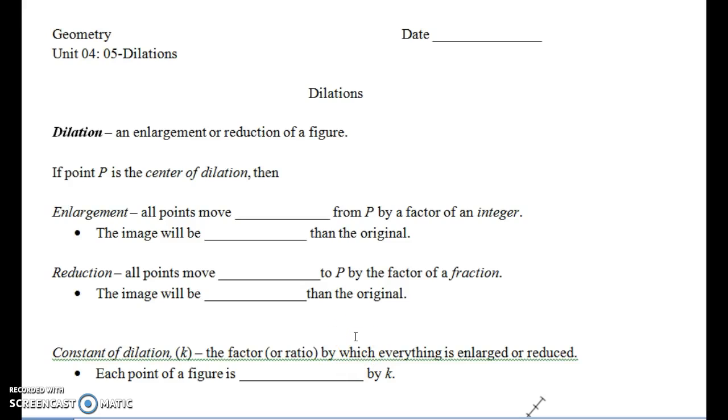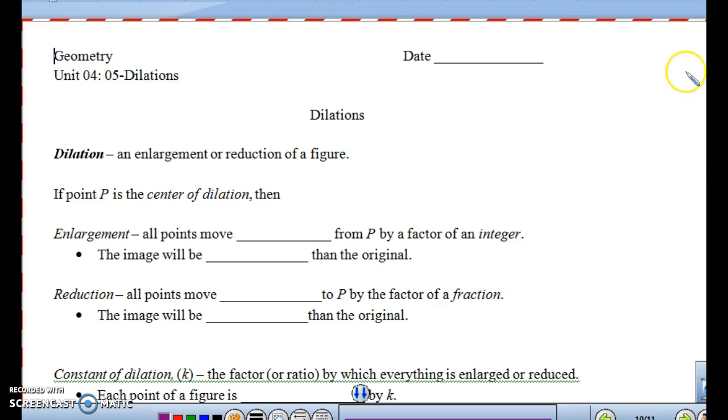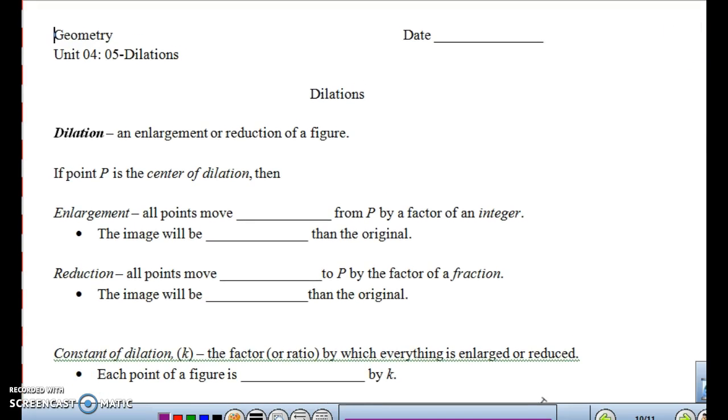This is Geometry Unit 4, Lesson 5 on dilations. A dilation is an enlargement or reduction of a figure. Usually when you hear the word dilation, you think of your eye. The pupil in your eye will get larger or smaller depending on what kind of light you have. So if something is dilated, it can be larger or smaller.